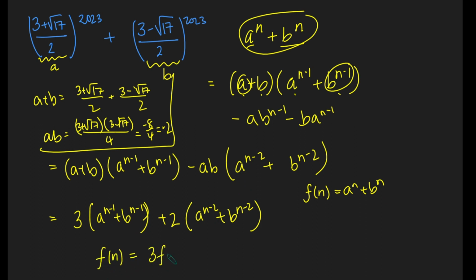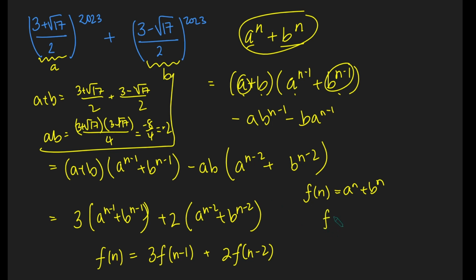f of n is 3 lots of f of n minus 1 plus 2 lots of f of n minus 2, like so. And so we can write the next term in our sequence in terms of the previous two, a bit like with Fibonacci numbers. Okay, cool. So let's actually work out a couple of terms in this sequence.